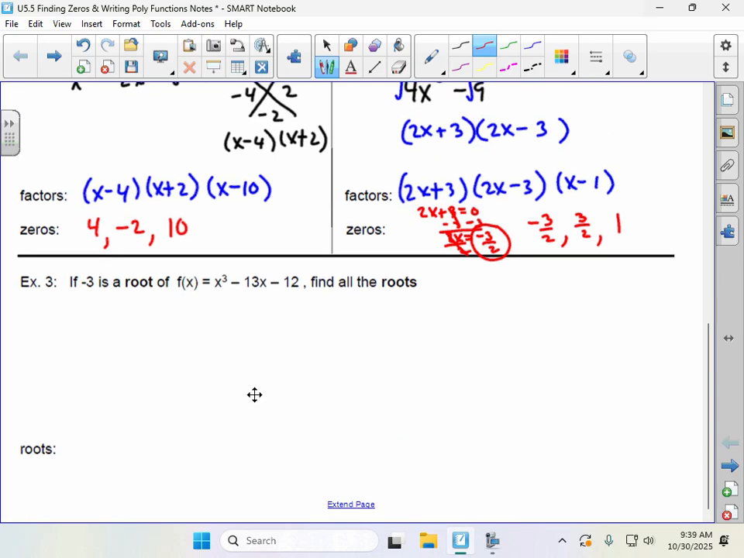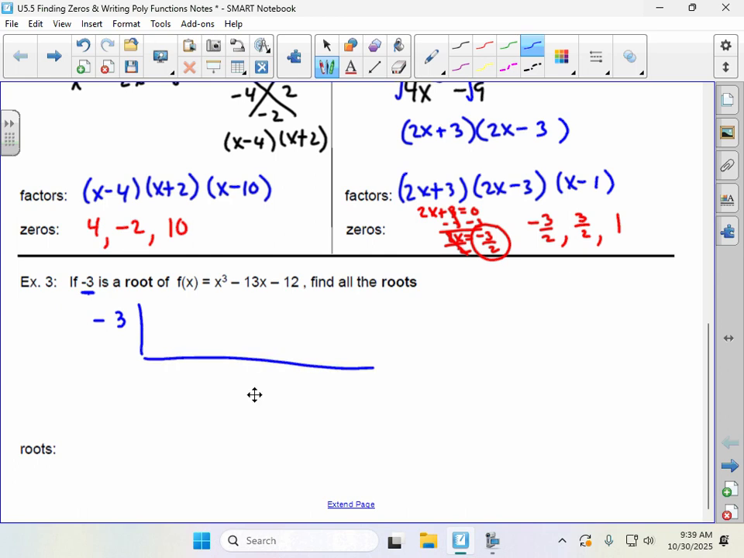All right, example 3. If negative 3 is a root to this polynomial, find all the roots. Again, root is just another name for zeros or solutions. Since they're telling us that negative 3 is a solution to this problem, we're going to use synthetic division on this, and we don't change the sign. It's a negative 3.